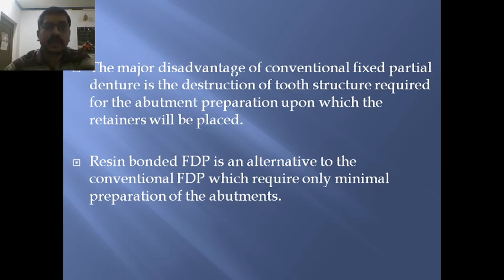So, as you see here, the major disadvantage of conventional FPD is the destruction of tooth structure, which is required for the abutment preparation on which the retainers are placed. Meanwhile, the resin bonded FDP is an alternative to conventional FDP which requires only a very minimal preparation of the abutment. We can say that the preparation is limited to the enamel part of the tooth. So much less or minimal preparation is required.